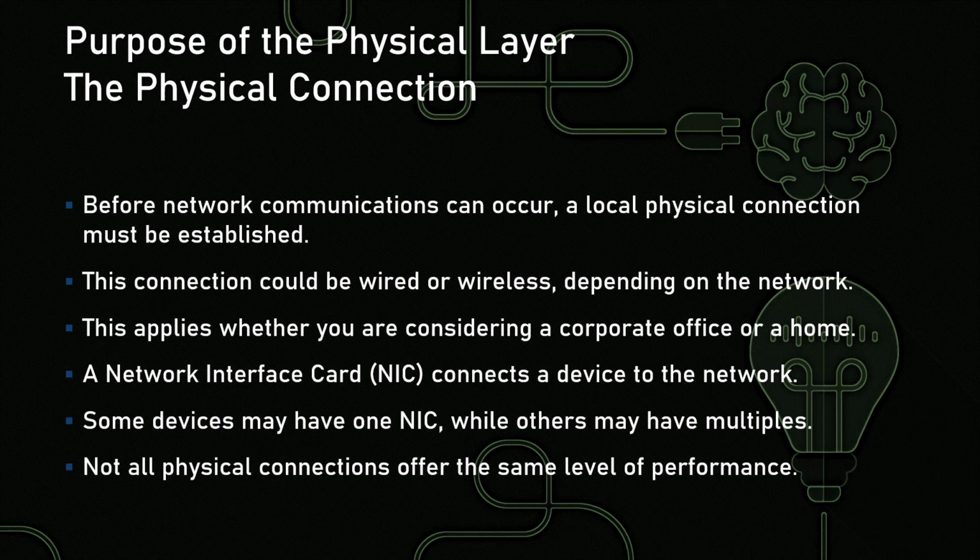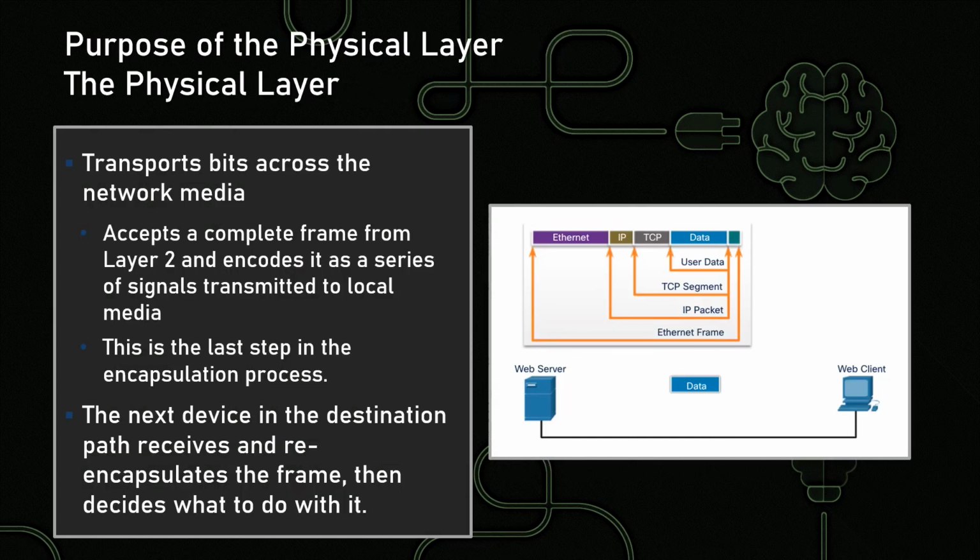Also, not all physical connections offer the same level of performance. A network interface card designed in the 90s would probably not be able to sustain the type of network connectivity we expect from even the most basic network interface cards made within the last 5 years. So the network media will come across the physical layer in the form of impulses created by the NIC to either be translated as pulses of light, pulses of electricity, or radio frequency impulses.